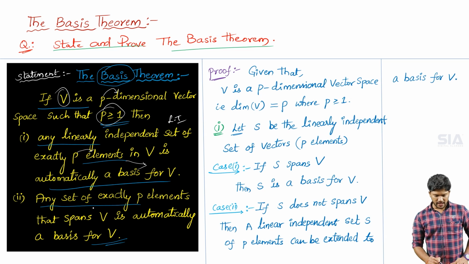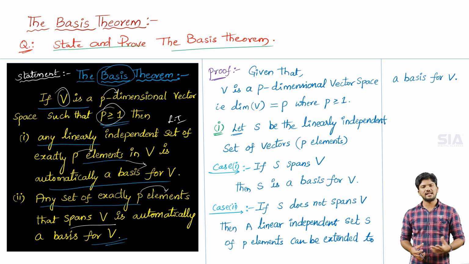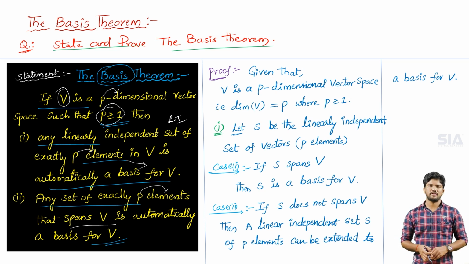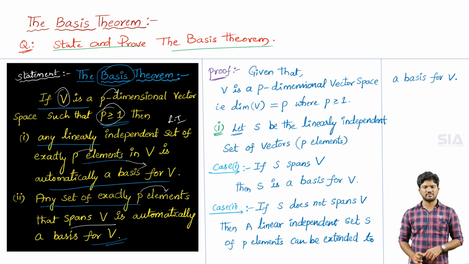Next condition: any set of exactly p elements that spans capital V is also automatically a basis for capital V. So this is the statement of the basis theorem. Let's start the proof of this theorem.